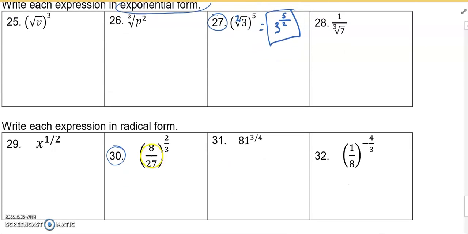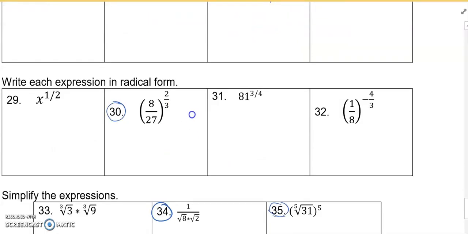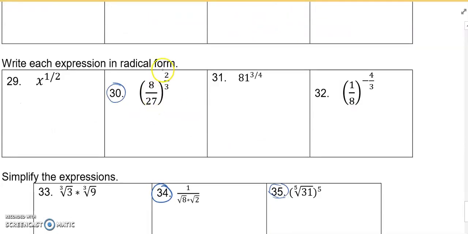Write this in radical form. So 8 over 27. This is one that we'll be able to simplify eventually. I'm going to use a couple different properties here. This is really to the first power. So first thing I'm going to do is distribute that 2/3 to the exponent. So I have 8 to the 2/3 over 27 to the 2/3.